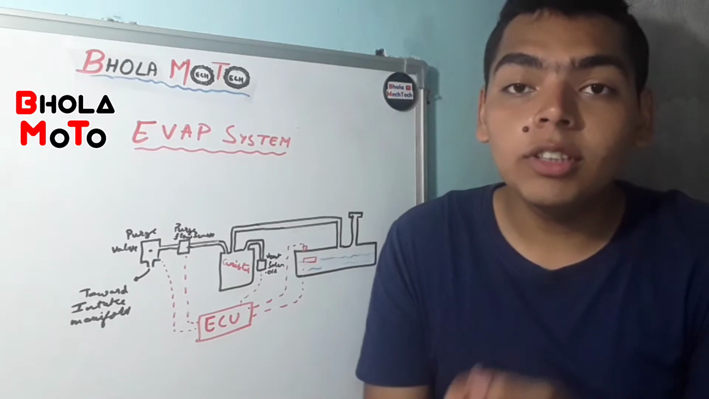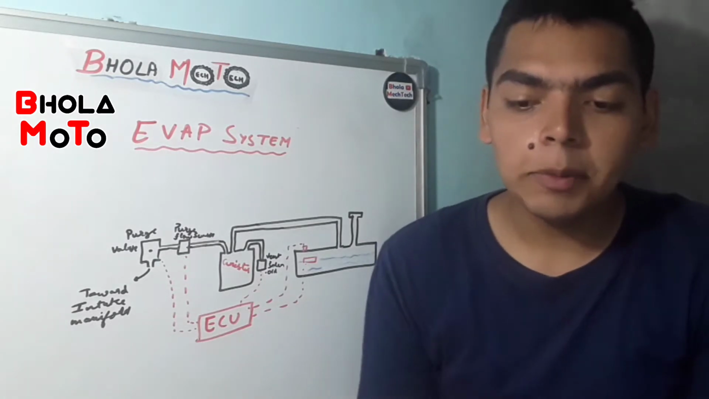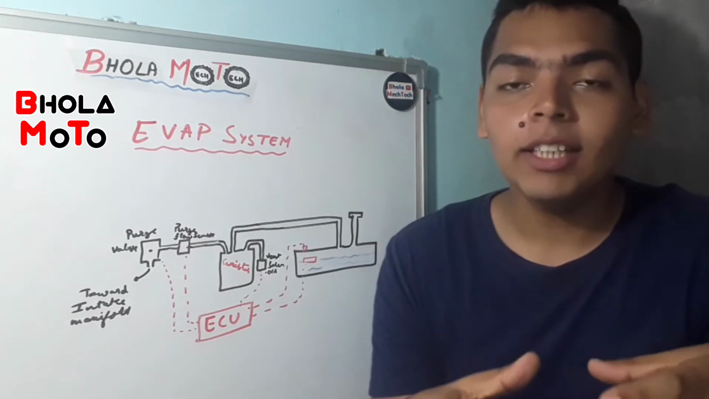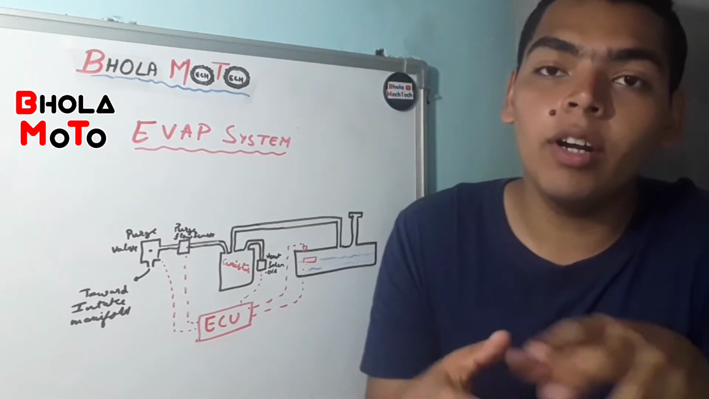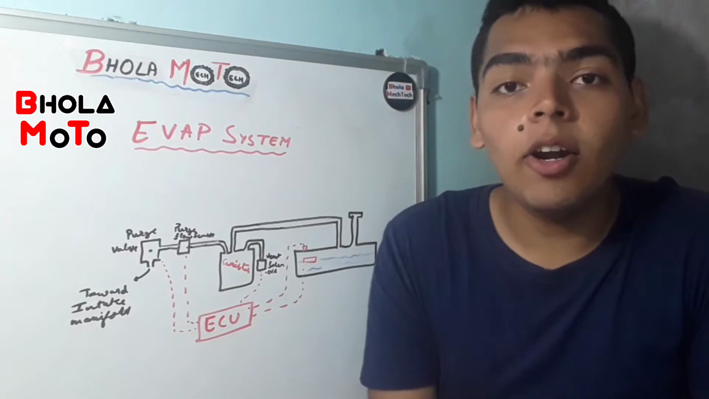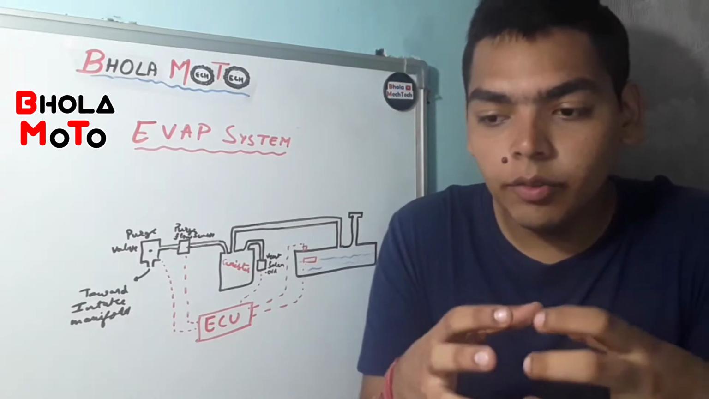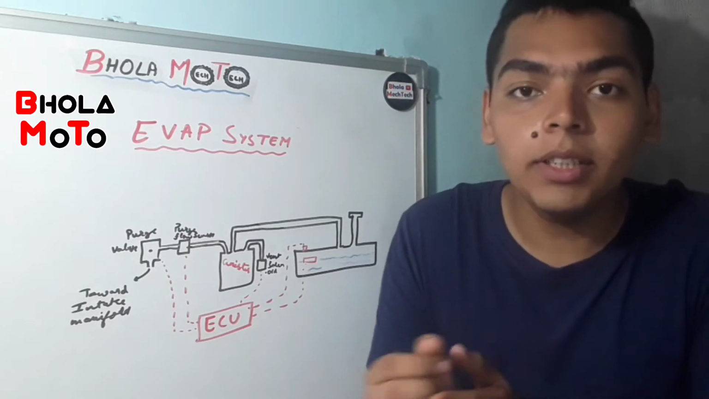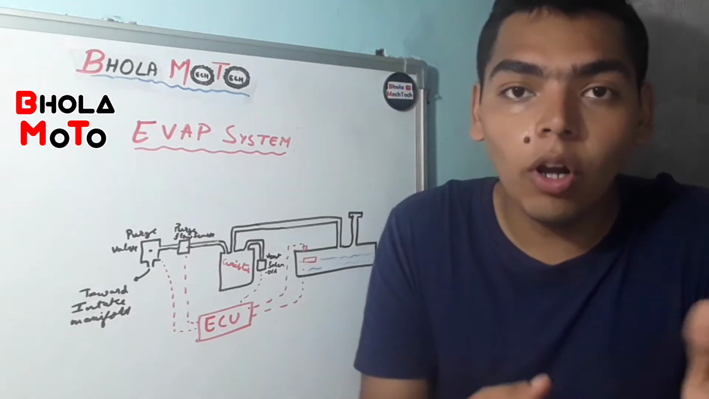Now I would like to tell you some specialty of the components of this Evap system. The first component is the fuel tank only, and the fuel tank is having a larger area, so that whenever there is a higher temperature or hot weather, and the fuel increases its volume due to high temperature, it can accommodate that amount of fuel also.